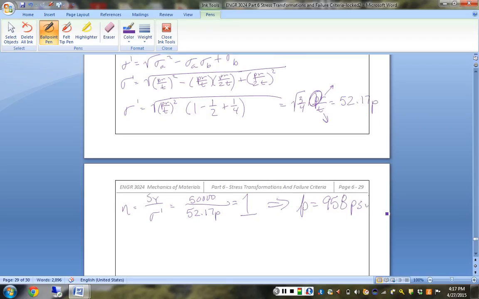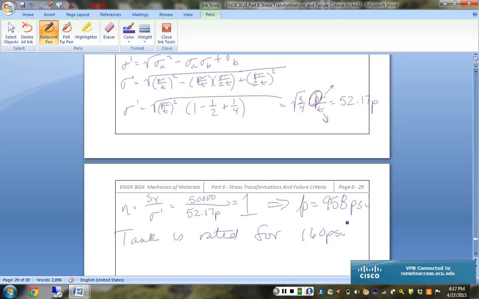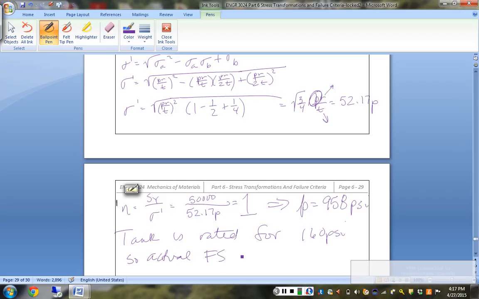So what does that mean? The tank is rated for 160. So that means that the ASTM pressure vessel code implements a working factor of safety of about 5 or 6. So actual factor of safety N is about 5 or 6, which is typical for pressure vessels. So that's a wrap.